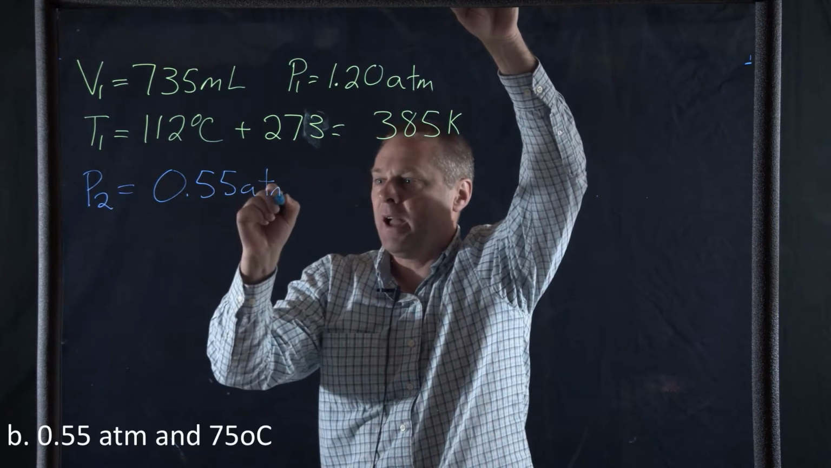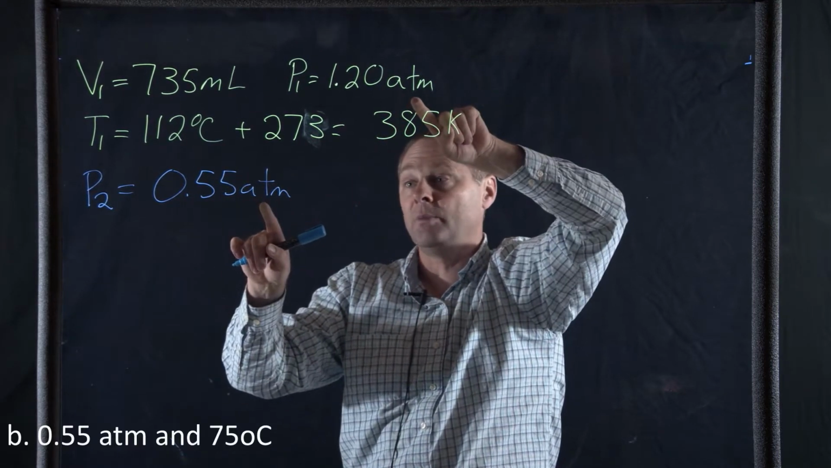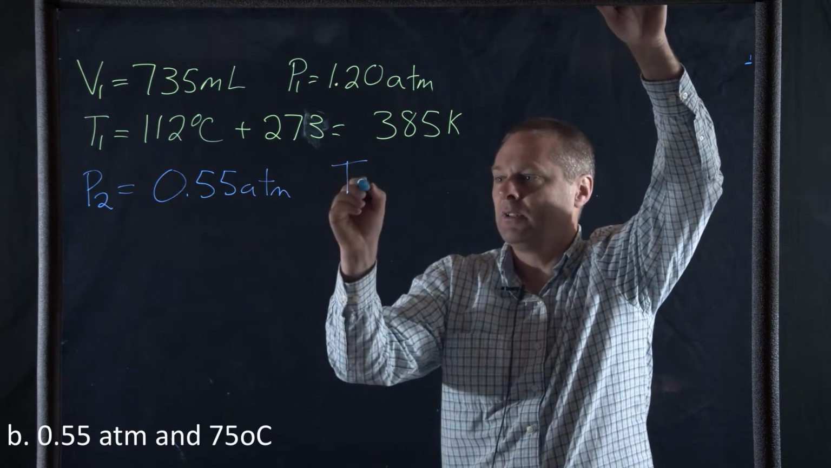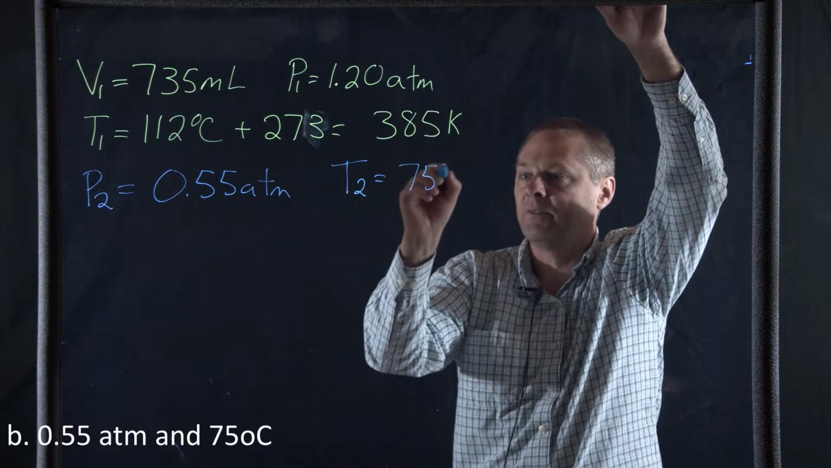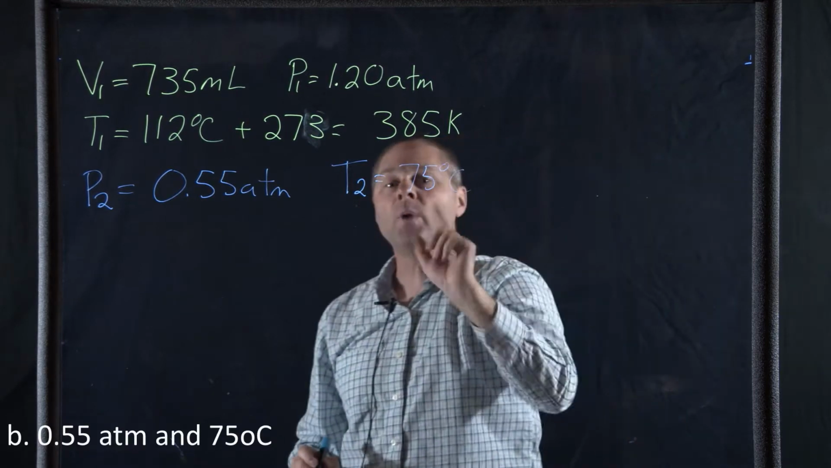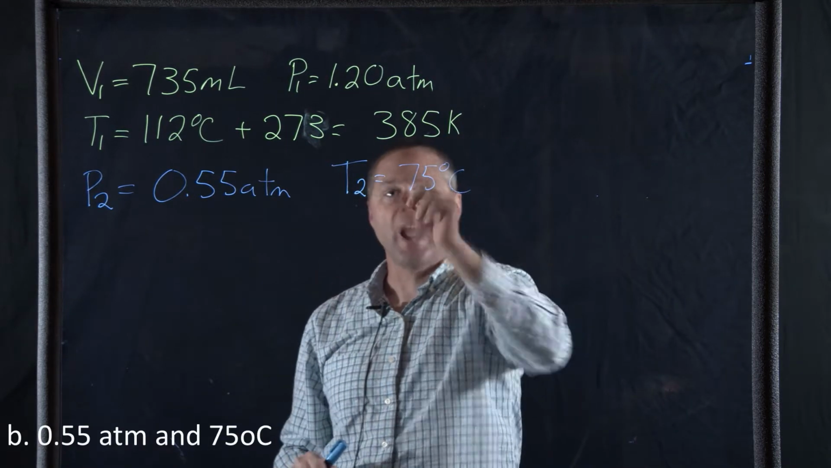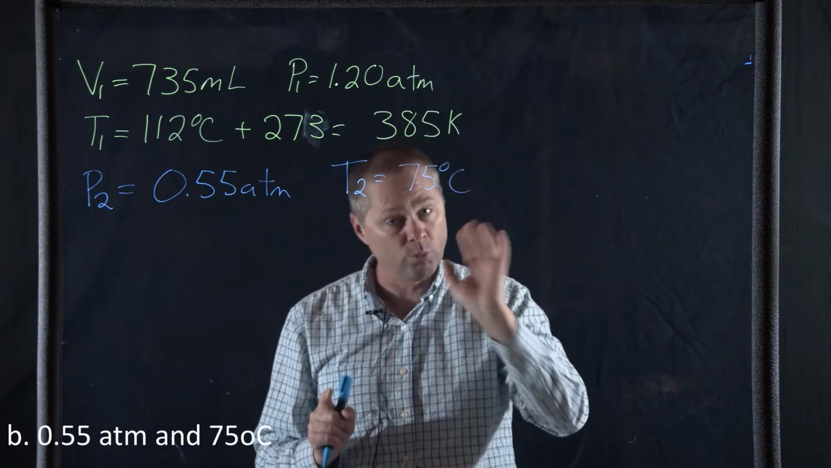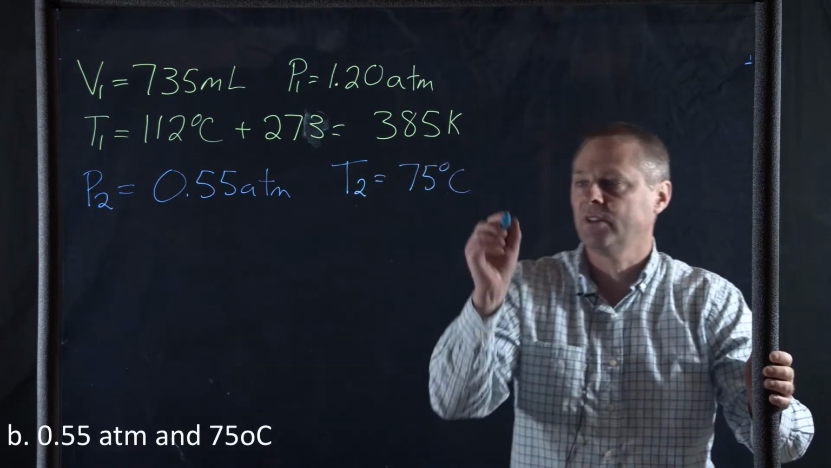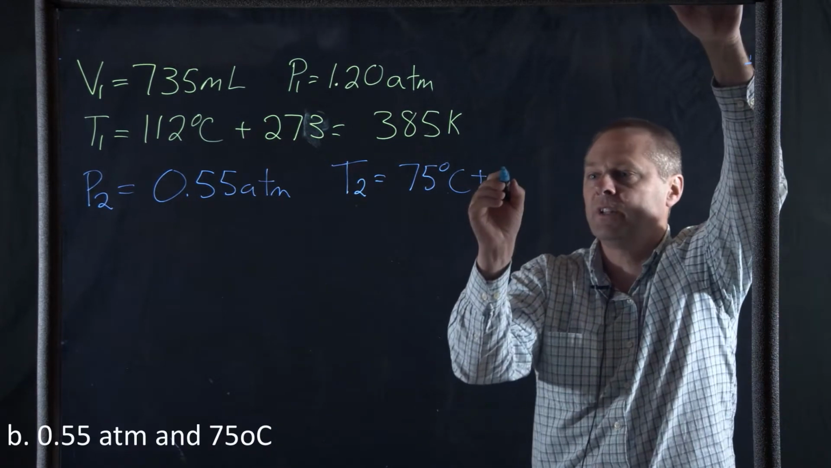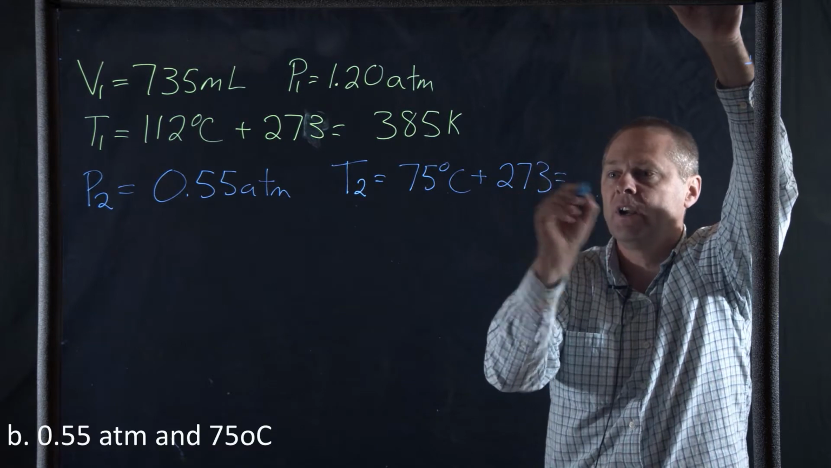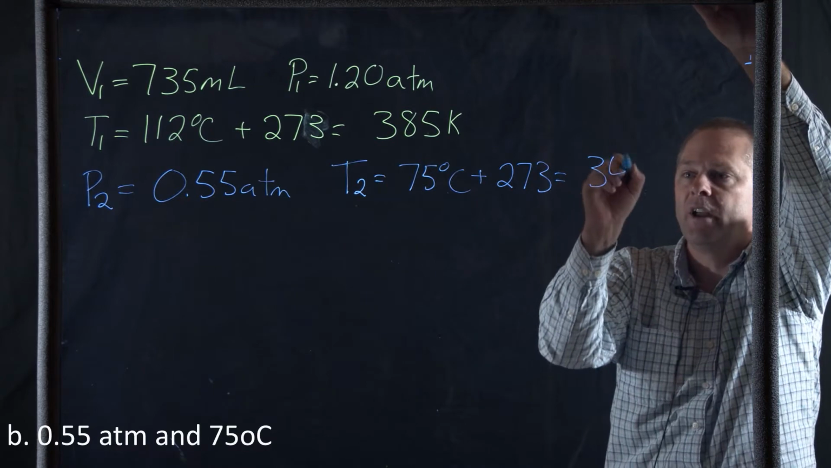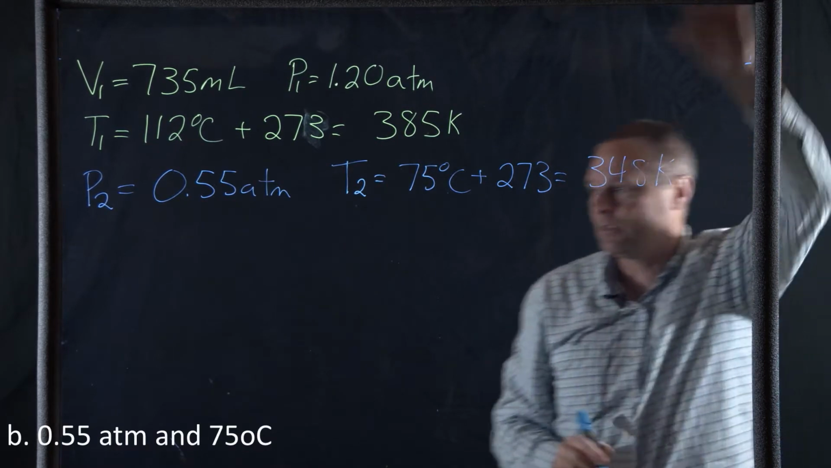0.55 atmospheres. So this is nice that the units are going to be exactly the same. And T2 is going to be equal to 75 degrees Celsius. Well, once again, we have this in degrees Celsius. We have to convert it into Kelvin. You must do that. The temperature has to be in Kelvin. It will not work if you leave it in degrees Celsius. So to this, we're going to add 273 to this value, and what we get is 348 Kelvin.